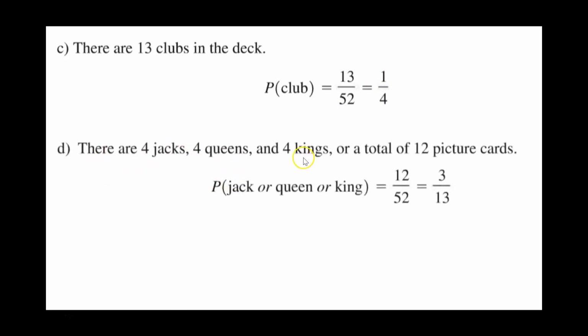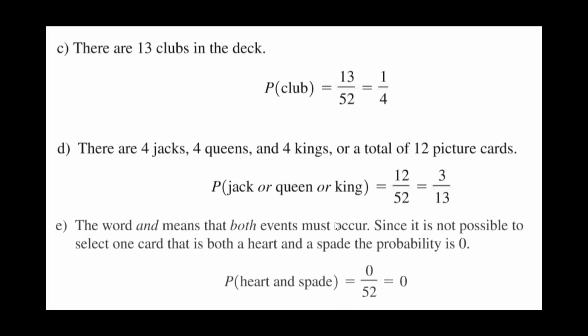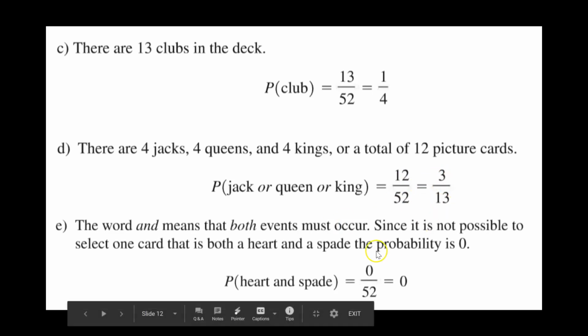So here's where we're talking about face cards. What is the probability of us picking a jack, a queen, or a king? Well, there are 4 jacks, 4 queens, 4 kings in the deck. So if you add them together, we get 12 out of 52, which reduces to 3 over 13. Remember, anytime you need to reduce a fraction in your calculator, type the fraction in, 12 divided by 52, hit math, enter, and it reduces it down for you to 3 over 13.